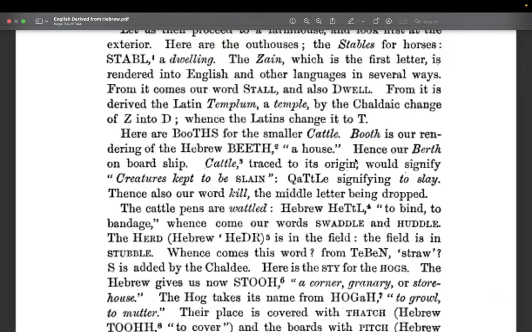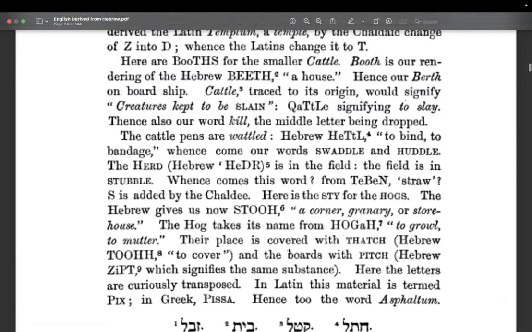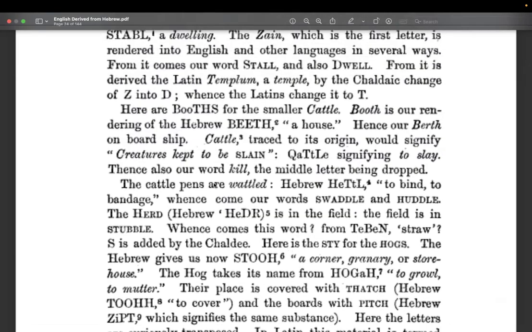Hence our birth on board ship with the addition of the R there. Cattle, traced to its origin, would signify creatures kept to be slain. Ketel, signifying to slay, and that would be right here. Ketel, cattle. You double that T or tet. Kof tet lamed. All right, thence also our word kill with the tet dropped, the middle letter being dropped.